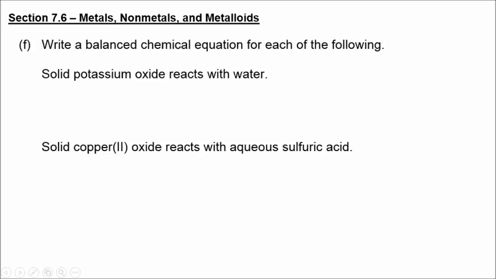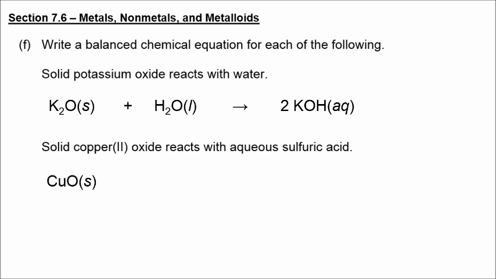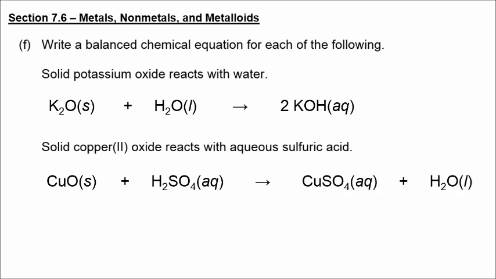Now we're supposed to write balanced chemical equations for various reactions. Here the first one is potassium oxide, which has the formula K2O, reacting with water. We're going to have the formation of hydroxide ions. So we get potassium hydroxide, and then the equation is balanced with a 2 in front of the potassium hydroxide. Copper Roman numeral 2 oxide would be CuO, and that reacts with sulfuric acid, H2SO4, and it's a double replacement reaction, so we get water and copper sulfate.